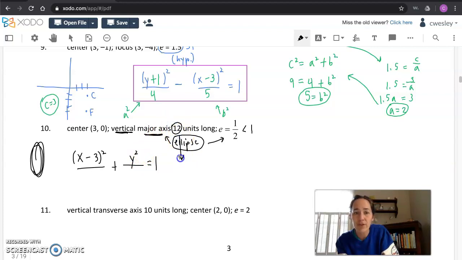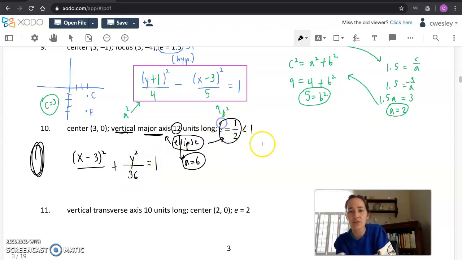So we'll put vertical. The whole major axis is 12 units long. A should be half of that. That means A should be 6. A is the semi-major. So a squared can go with the y's, and a 36 enters the denominator of that fraction. Now let me not skip this step. They must have given us eccentricity for a reason. So 1/2 equals the ratio of C to A is what we learned. And here, what do I have? I have A. 1/2 equals C over 6. Okay, and C should equal 3.